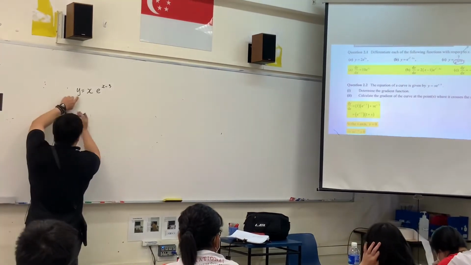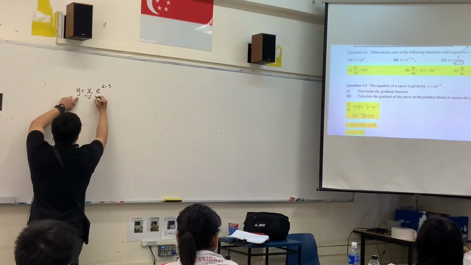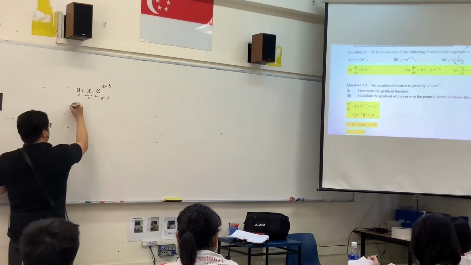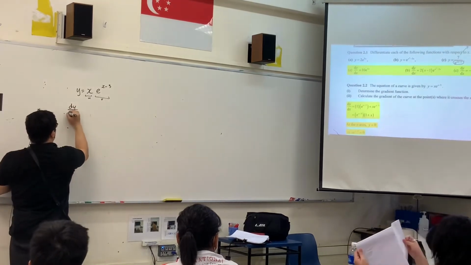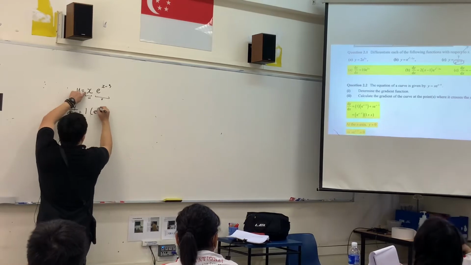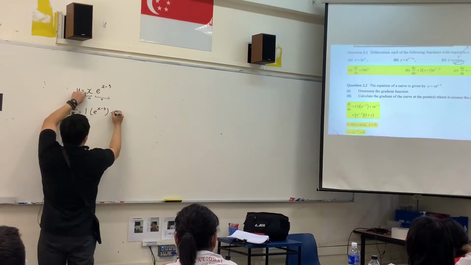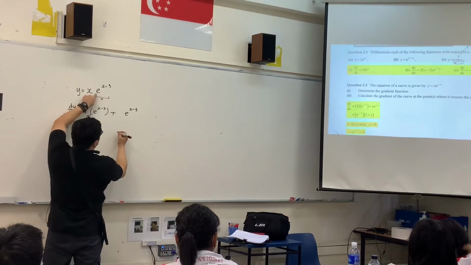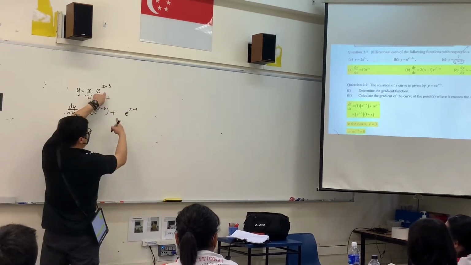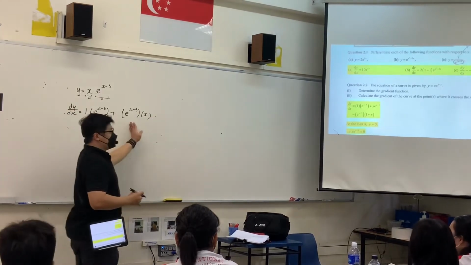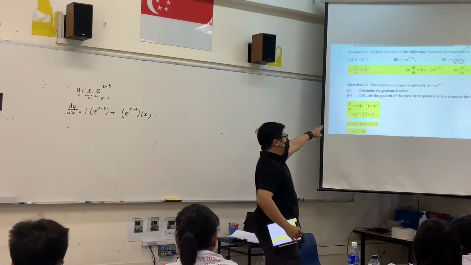So I see that there's a u, there's a v. Okay, now we must use product rule. Then dy/dx will be differentiate u multiplied by v plus u multiplied by differentiate v, this is dv/dx. Now differentiate x is just 1, so I multiply by e power x minus 3. So this one is my answer.